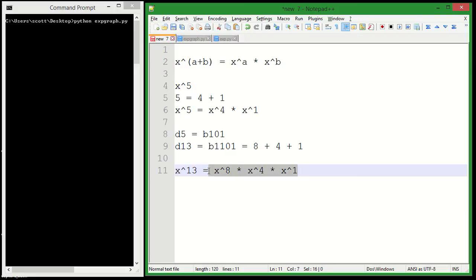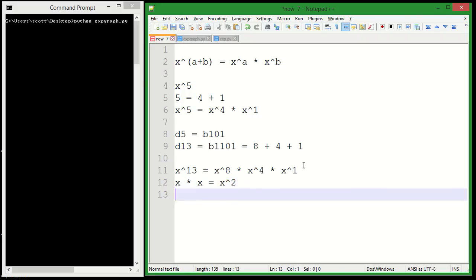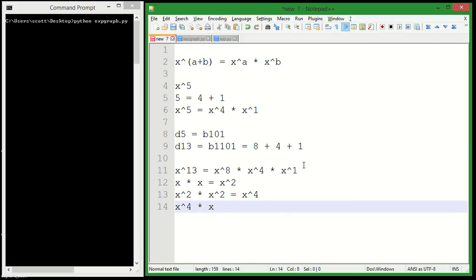These are all powers of 2 that are very easy for us to calculate, so we just square to find those powers, and then we multiply together the ones we need. So let's look at that. We can do x times x equals x squared, then we can do x squared times x squared equals x to the 4th, then we can do x to the 4th times x to the 4th equals x to the 8th, and now we've got everything we need.